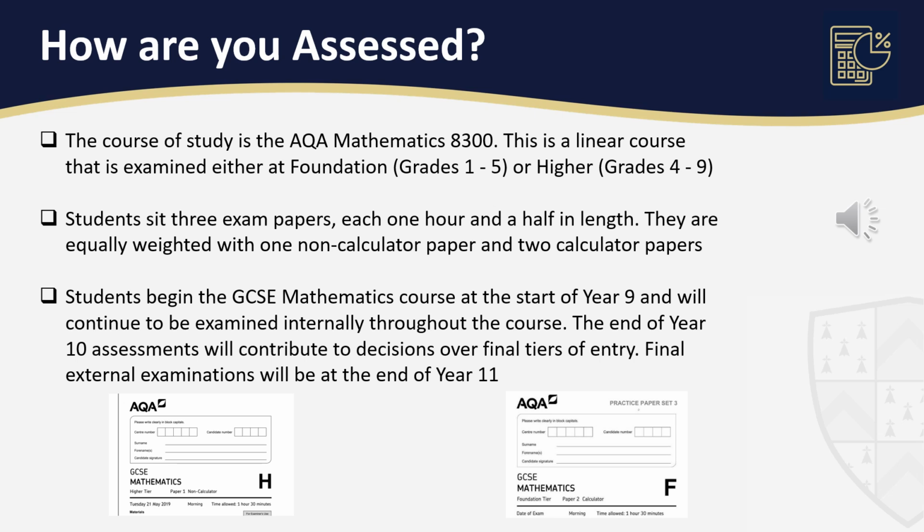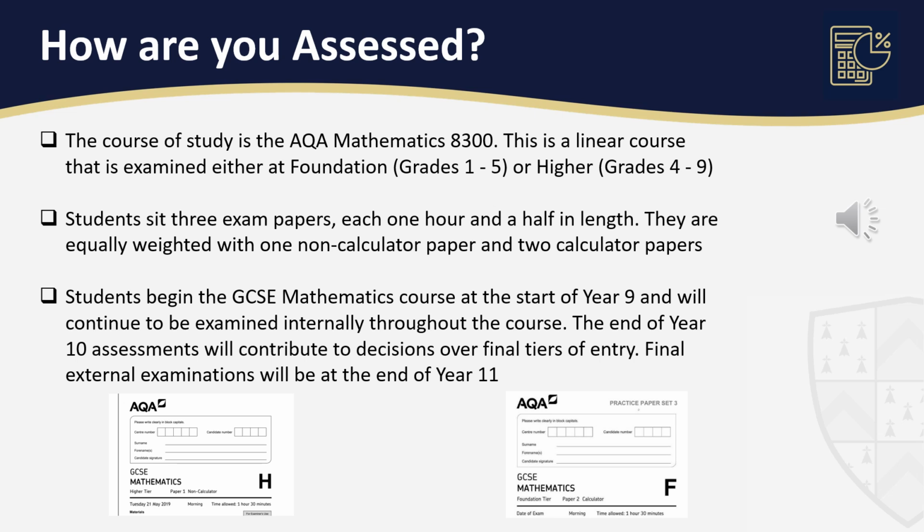The specification we follow in mathematics is the AQA Mathematics 8300 course. This is a linear course that is examined at either foundation, grades 1 to 5, or higher, grades 4 to 9. The examinations all take place at the end of the GCSE course in Year 11. Students will sit 3 exam papers, all 1 hour and a half in length. They are all equally weighted, with 1 non-calculator paper and 2 calculator papers.